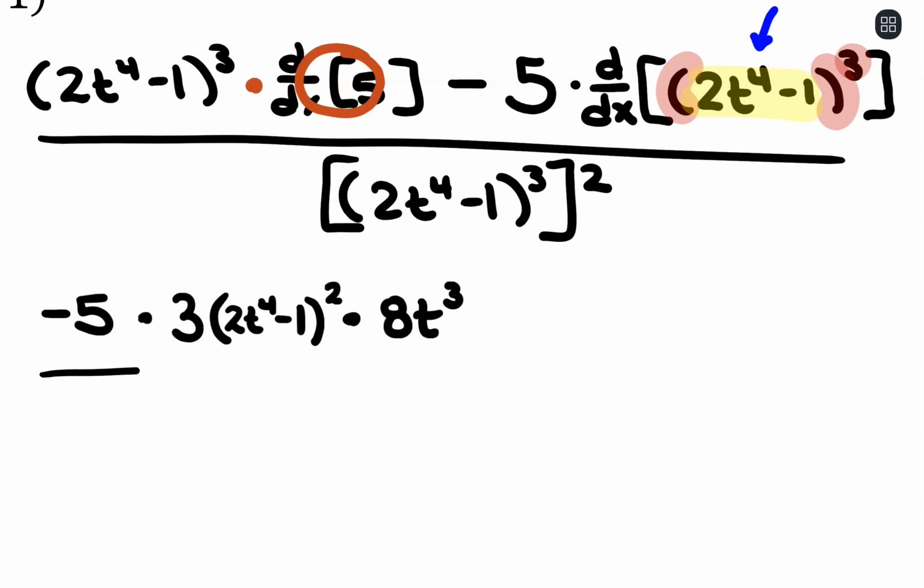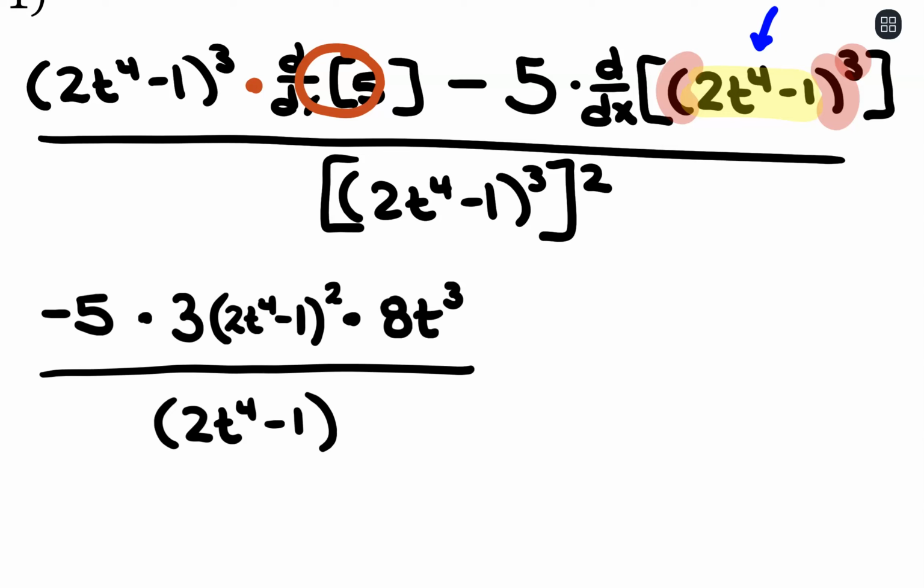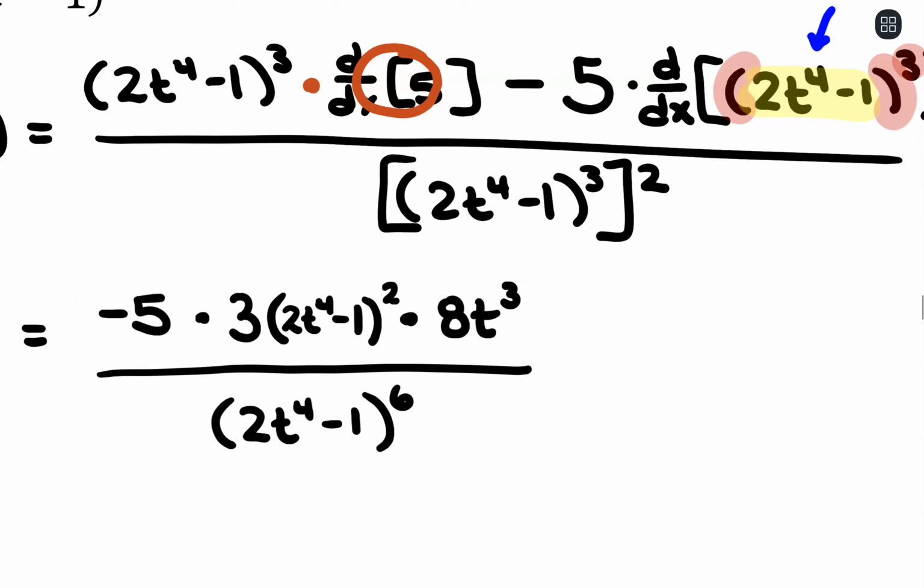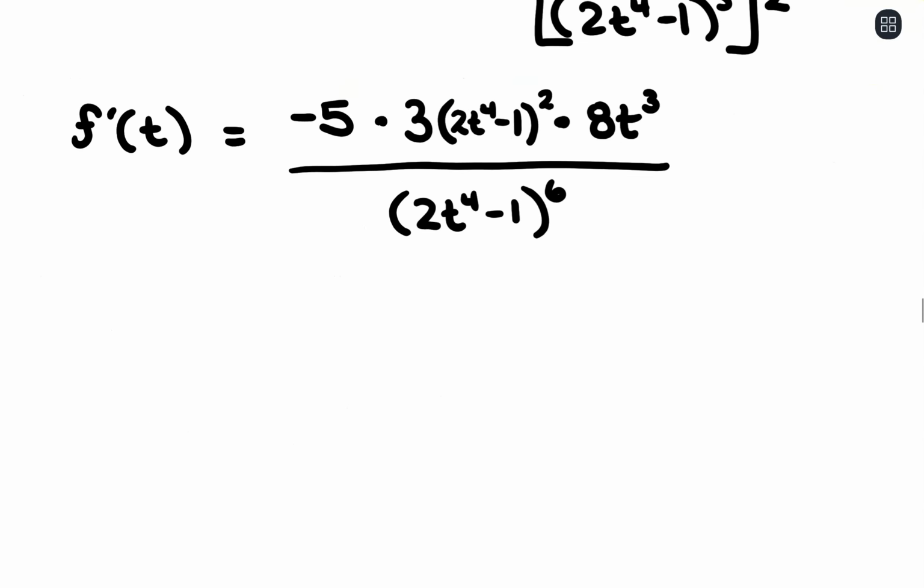All right, and then this is all going to be over, and here we'll need to use our power rule. So we have this inside of 2t to the fourth minus 1, and then for an exponent we'll have 3 times 2, which is 6. And now we're just going to simplify down.